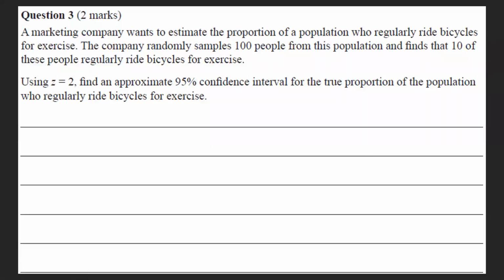Now, a marketing company wants to estimate the proportion of a population who regularly ride bicycles for exercise. The company randomly samples 100 people from this population and finds that 10 of these people regularly ride bicycles for exercise. So using z equals 2, this is a clear instruction. And 100 people, that's your n value, 10, that's your x value. And you want to find an approximate 95% confidence interval for the true proportion of the population. It's not the confidence interval for sample proportion. It must be the confidence interval for population proportion, okay?